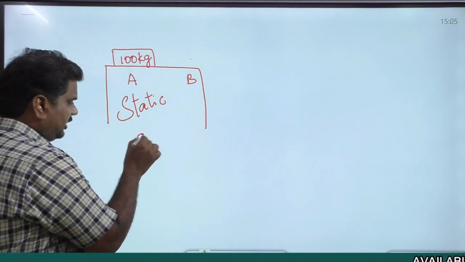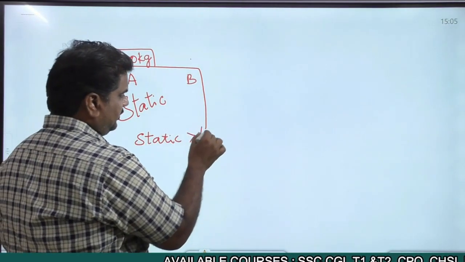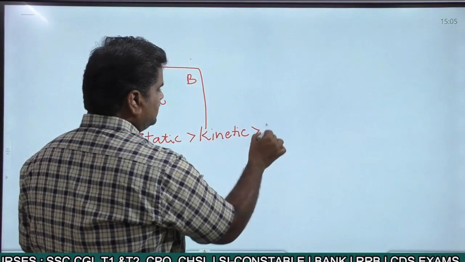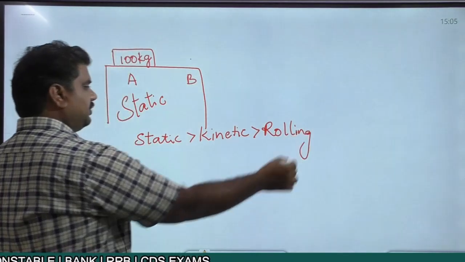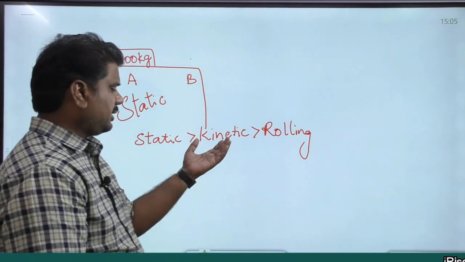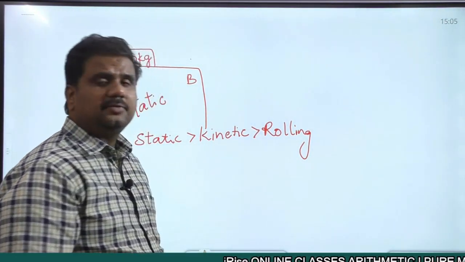The static friction is high when compared to kinetic friction, and kinetic friction is high when compared to rolling friction. Three different types of friction. When you compare the values, static friction is very much high when compared to kinetic, and kinetic is very much high when compared to rolling. But what is kinetic friction?